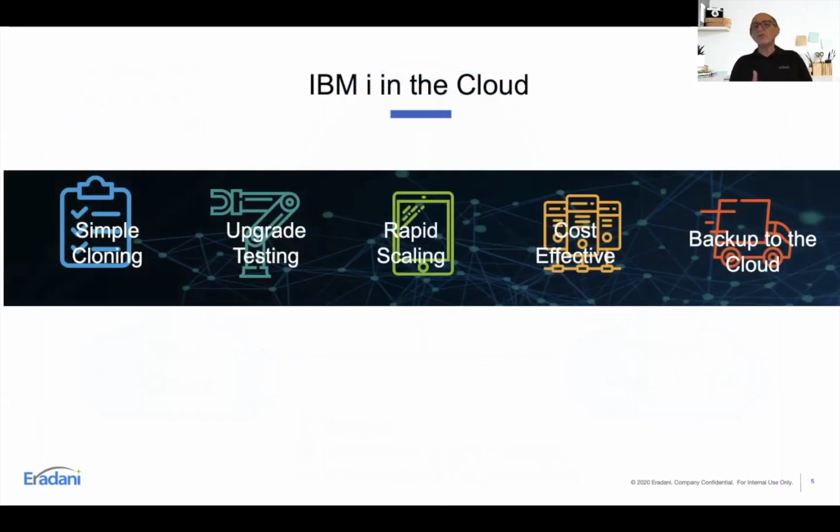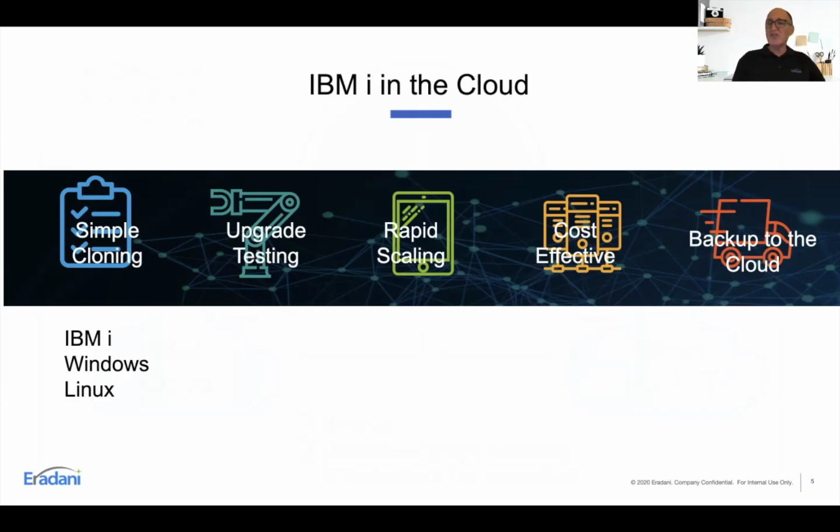So what are some of the things you can do with IBM I in the cloud? One of the first things you can do is you can clone your IBM I environments. If you need a new instance of your IBM I to do upgrade testing or to do application testing, you can create those right away.